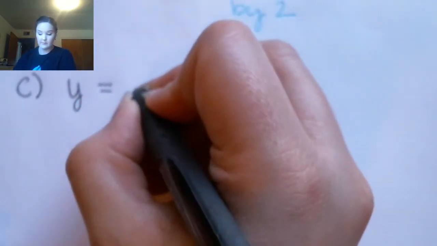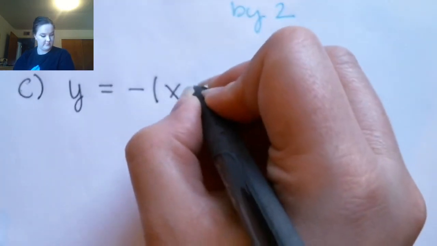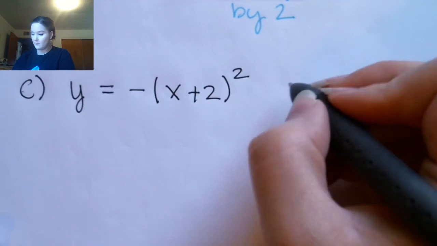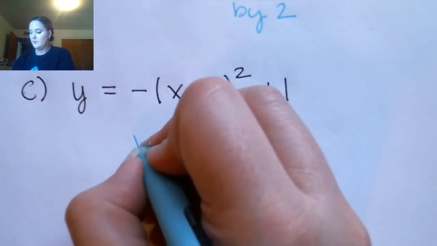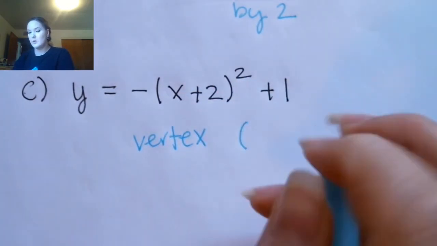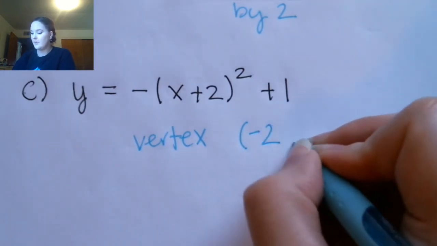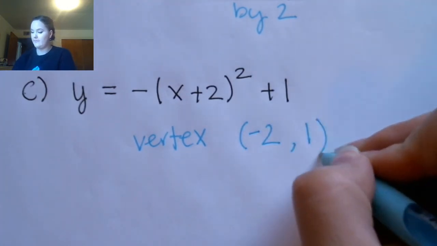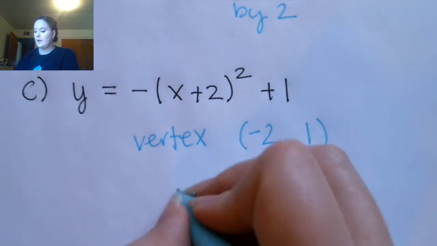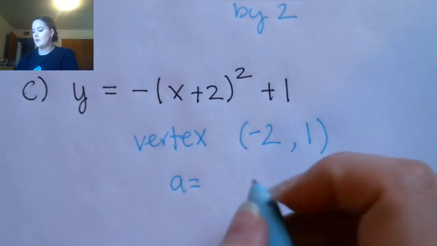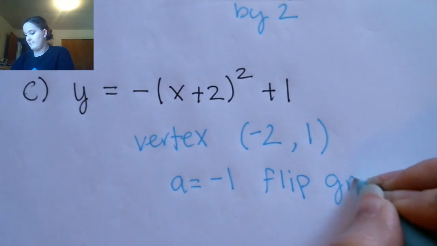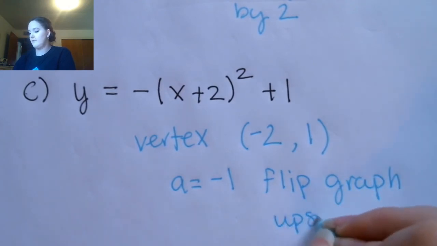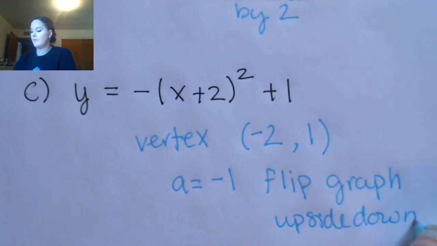So let's look at part C. My vertex for this is going to be, remember the x part has the opposite sign, and the y part has the same sign. Now my a value, the one that's out in front, is going to be -1. So we know that this is going to flip the graph.